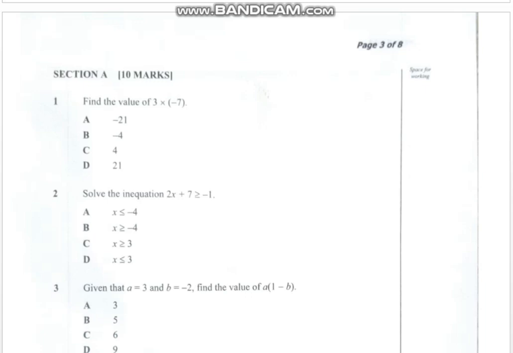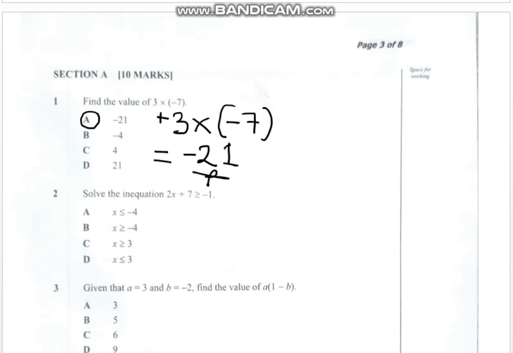So working this out is just multiplication of integers with different signs. So we've got +3 multiplying with -7. So what do we get for this? We start with the signs given. Positive times a negative is negative, and then 3 times 7 is 21. So we get -21 on this part. So our answer on this one is A.